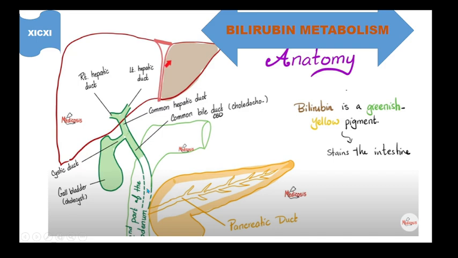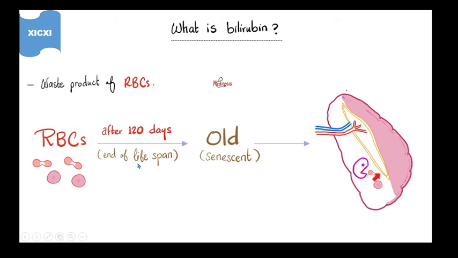duct. So when you do a dissection of this duodenum, you're going to see a greenish yellowish pigment where it is stained because of this bilirubin in the small intestine. So by using this anatomy, you can understand where bilirubin is going to be formed and where it is going to continue. So what is bilirubin?